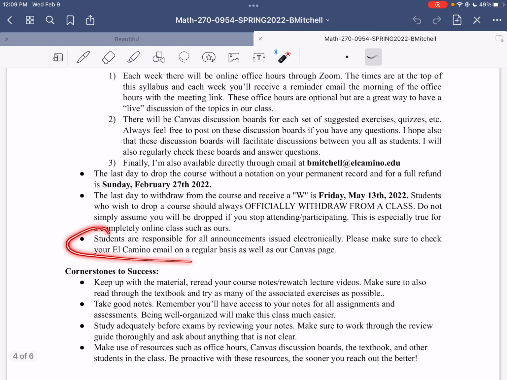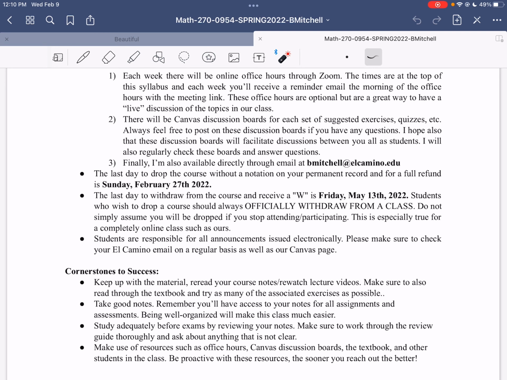Finally, and again, this should be pretty clear after having taken probably a bunch of online courses, make sure you're paying attention to all the announcements that are issued electronically. That could be through your email, also through Canvas. Like I said, I use the announcements feature of Canvas to have a place for those weekly schedules. I will also generally try to send out through Canvas announcements like, oh, this grade has been posted, or this review guide is up for an exam or something like that.